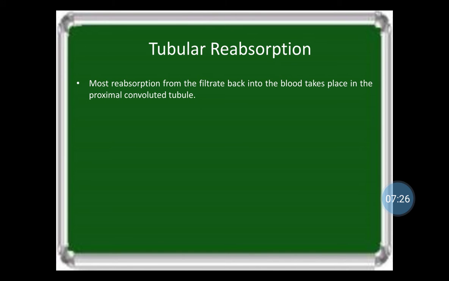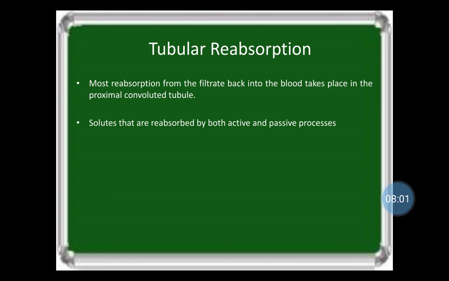Now the tubular reabsorption. Most of the filtrate is reabsorbed back into the blood in the proximal convoluted tubule. Proximal convoluted tubule walls are lined with microvilli to increase the surface area for absorption. All the filtered glucose is reabsorbed in this proximal convoluted tubule. About 99% of the filtered water is reabsorbed.